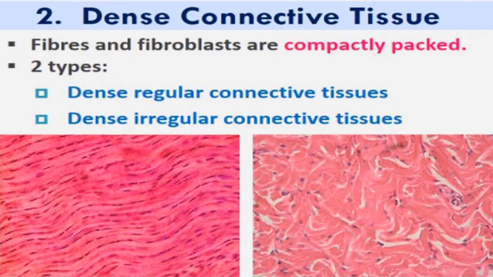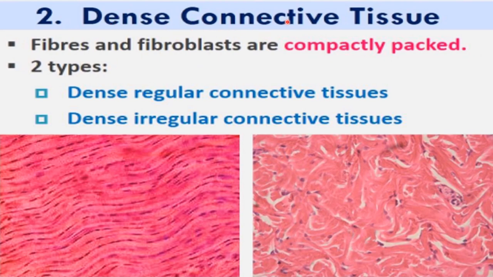Now the next type of connective tissue is dense connective tissue. We have done loose connective tissue. Now this is the next type of connective tissue, dense connective tissue. Here, as the name indicates, it is dense. Fibers and fibroblasts, which are the cells that secrete fibers, are compactly packed here. That's why it is dense.